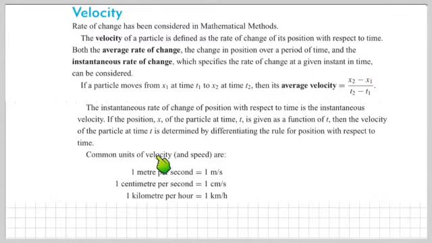Okay, common units for velocity and speed are meters per second, centimeters per second, or kilometers per hour. But there's a big sting in the tail of all this stuff. Often they mix up units between kilometers an hour and meters per second. So I'm going to show you how to convert from one to the other.